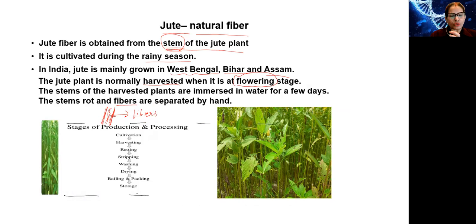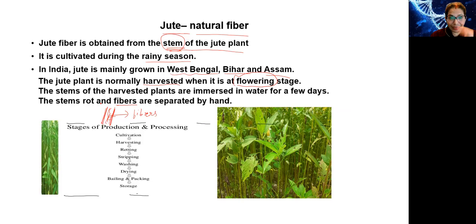For that, the stems of the harvested plants are immersed in water. They are kept dipped in water. So what happens is the outer stem will start rotting. You must have even experienced this at home. If we have plants and I water the plants too much, what will happen? The roots will rot. So we have to give the right amount of water.